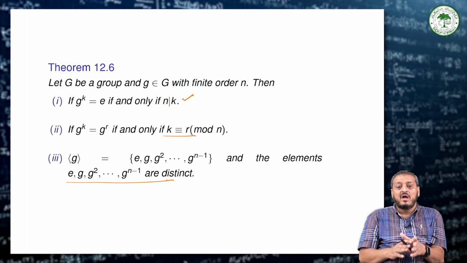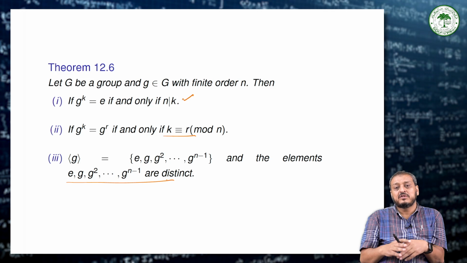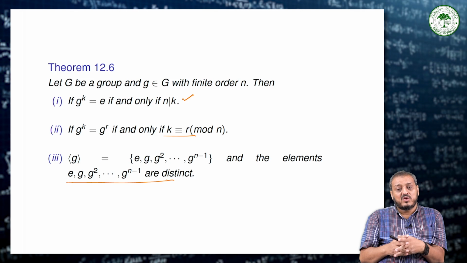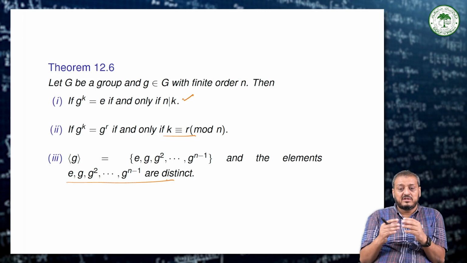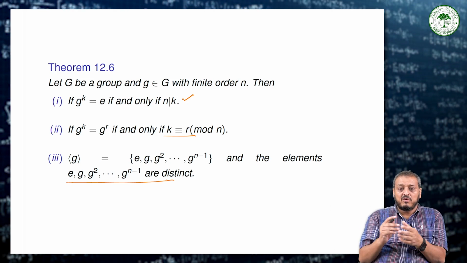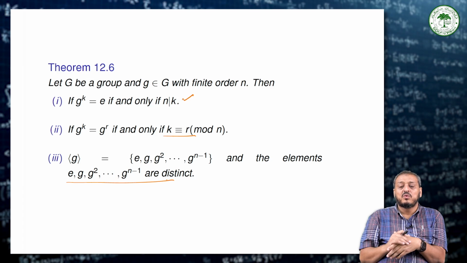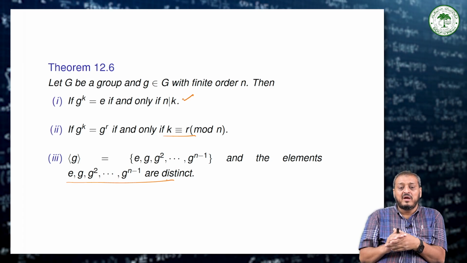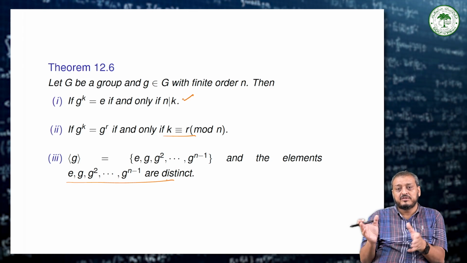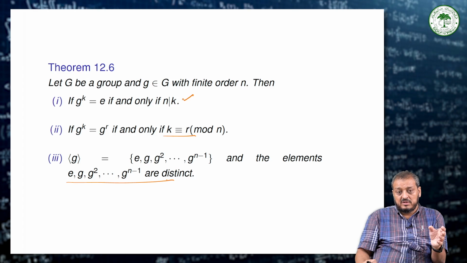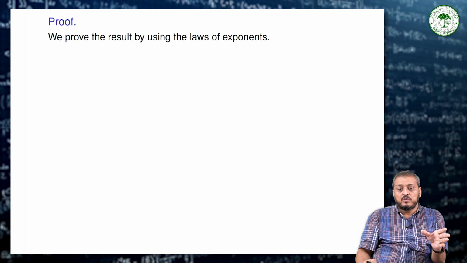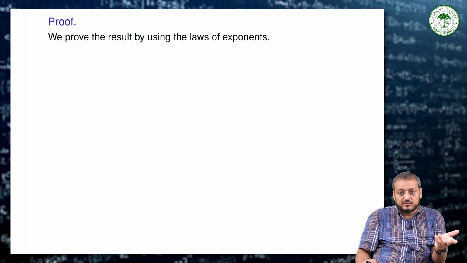If G is a group and g is an element of G with finite order n, then we can easily prove that g to the power k is equal to the identity if and only if n divides k, and g to the power k is equal to g to the power r if and only if k is congruent to r mod n, and all the elements generated by g are distinct. So let us prove the first one, using the law of exponents.